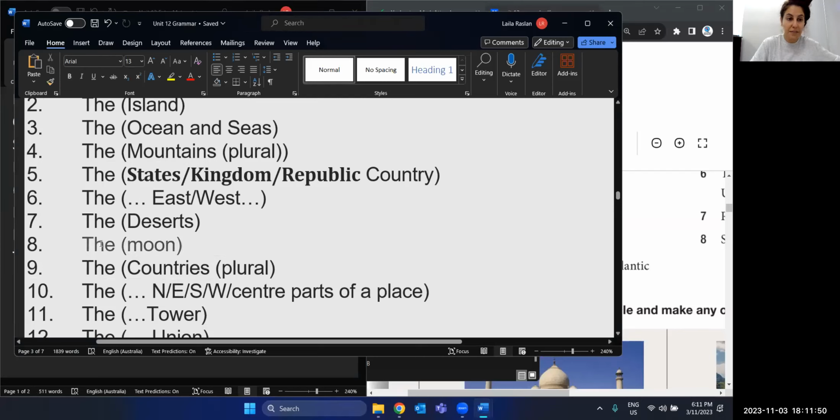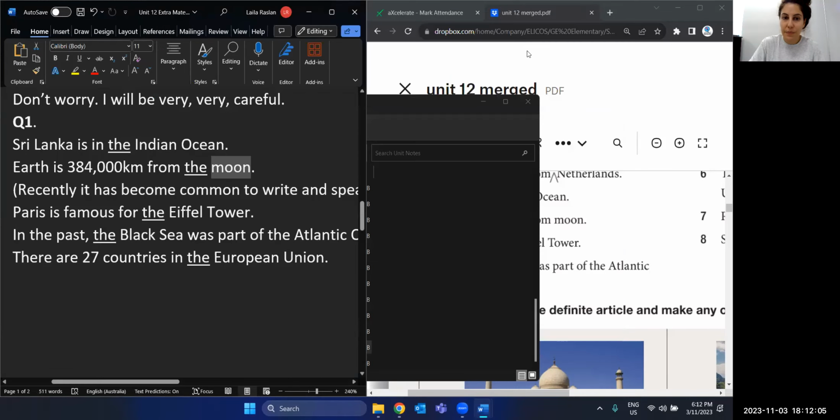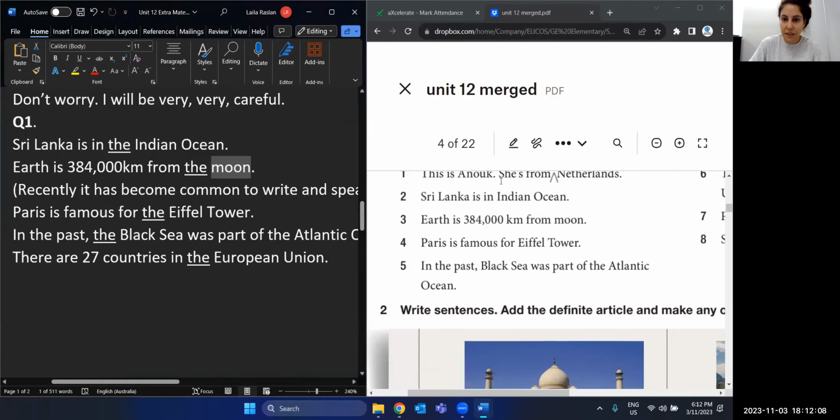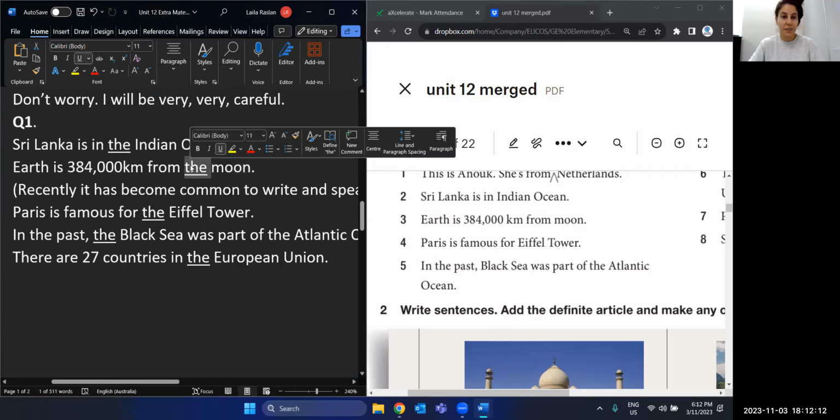So the moon, we have to always say the moon. Like Jupiter has, unless you put a number, 5 moons, but if it's singular, the moon that is around Jupiter is called whatever. So in our example, Earth is 384 kilometers from the moon.